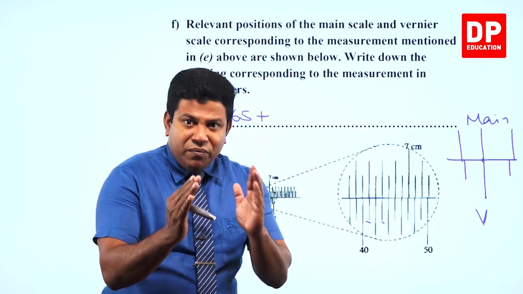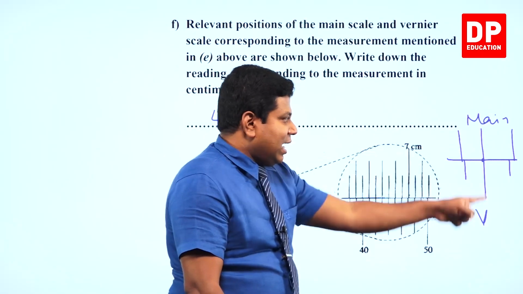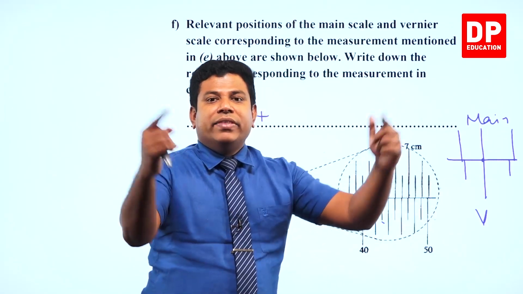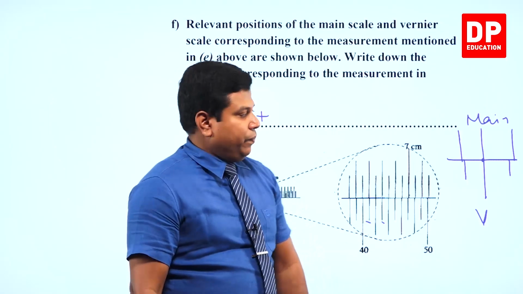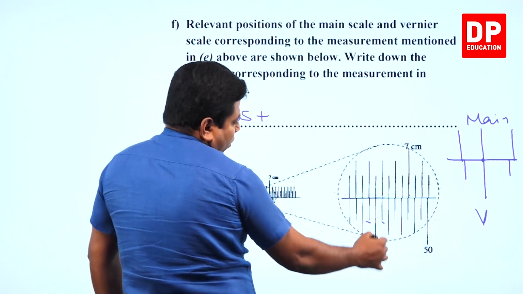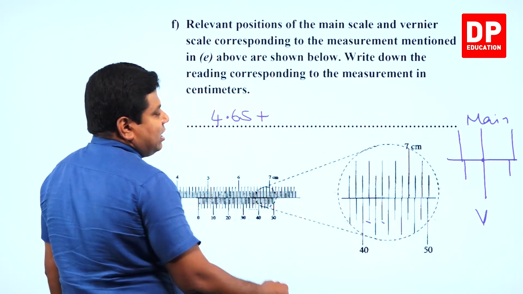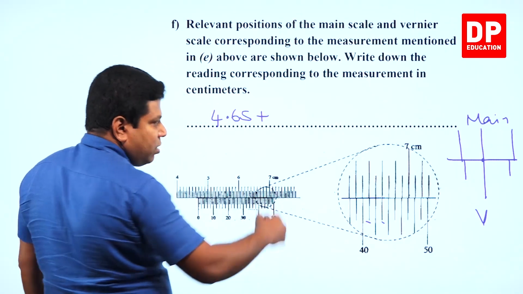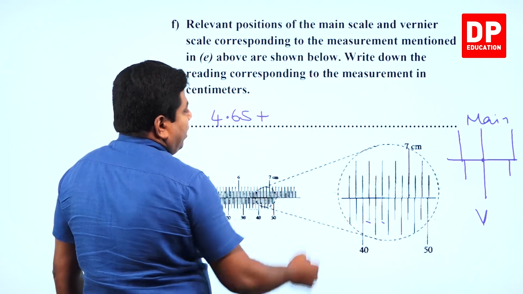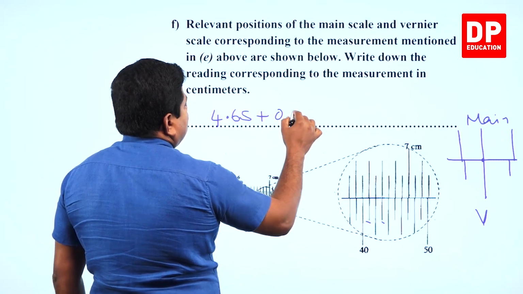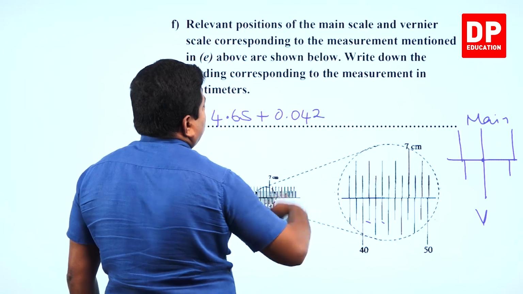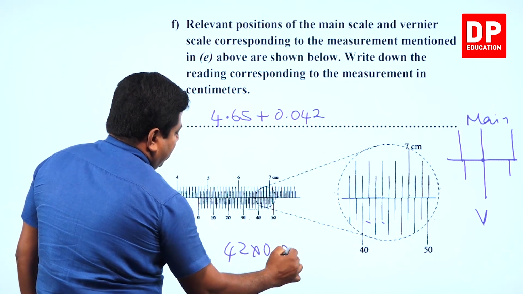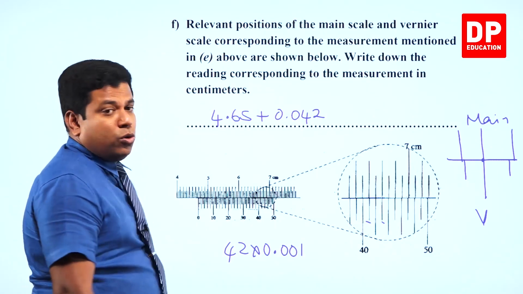So how do we confirm which one is aligned? If this is aligned, check the adjoining two vernier scales. They must be inside the two main scales. So in this case, we have 42. Each division is 0.001, so 42 means 0.042. We already found the minimum value, it's 0.001.